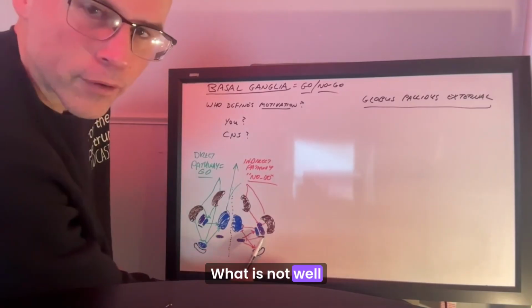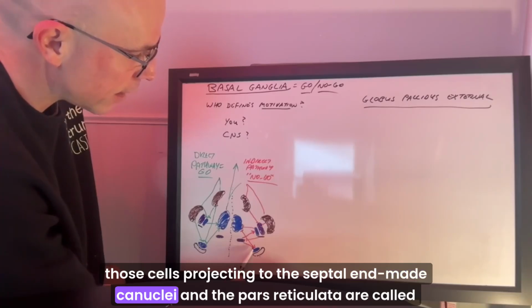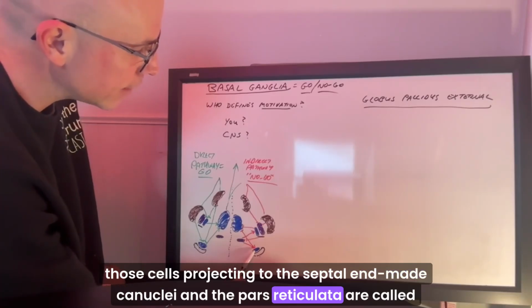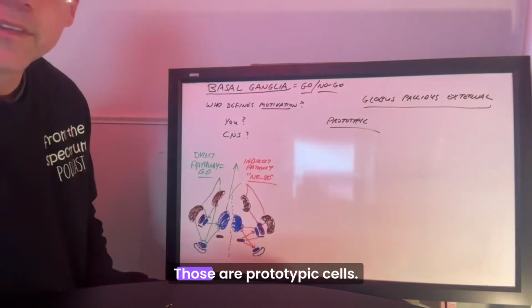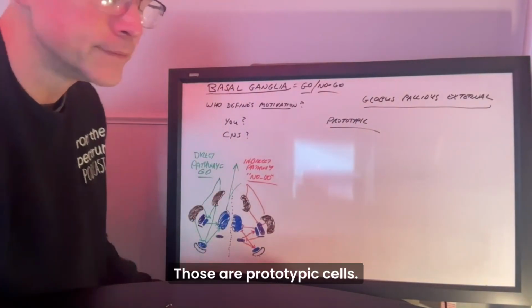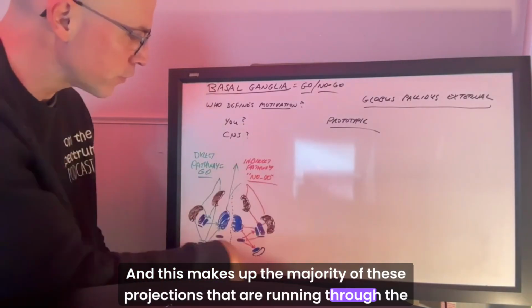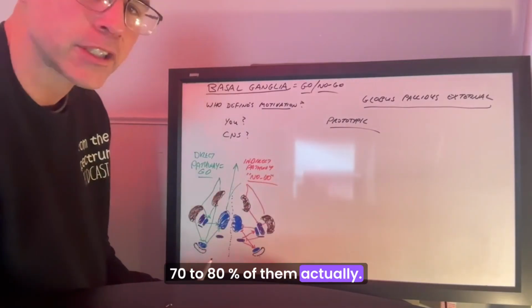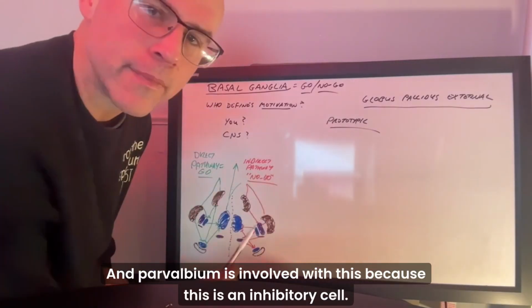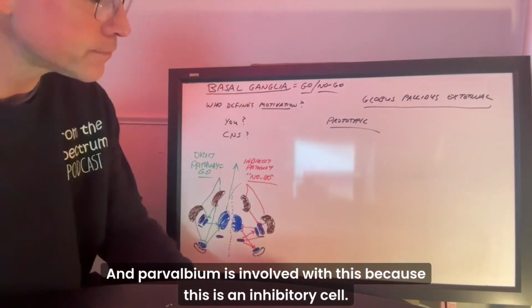What is not well known, those cells projecting to the subthalamic nuclei and the pars reticulata are called prototypic. Well known. Those are prototypic cells. And this makes up the majority of these projections that are running through the indirect pathway. 70 to 80% of them, actually. And parvalbumin is involved with this because this is an inhibitory cell.